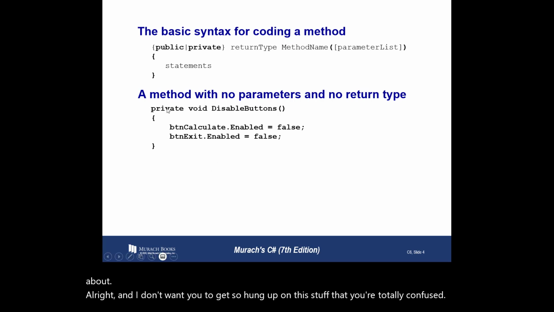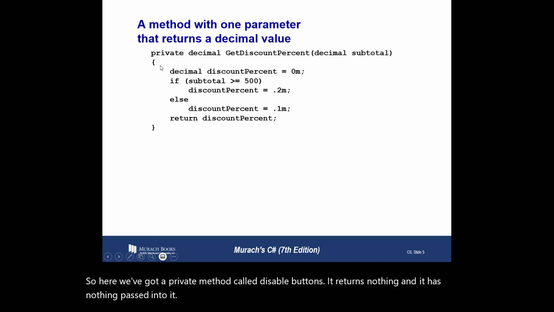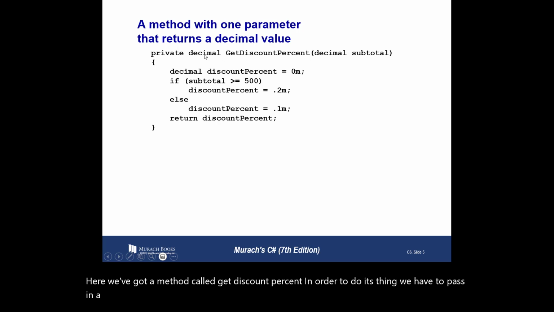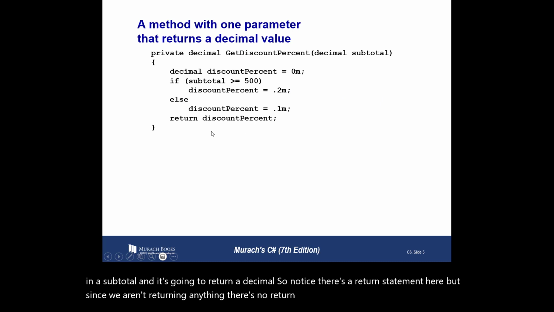So here we've got a private method called disable buttons. It returns nothing and it has nothing passed into it. Here, we've got a method called get discount percent. In order to do its thing, we have to pass in a subtotal and it's going to return a decimal. So notice there's a return statement here, but since we aren't returning anything, there's no return statement here. All right?